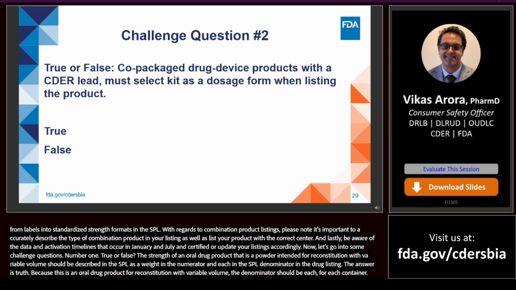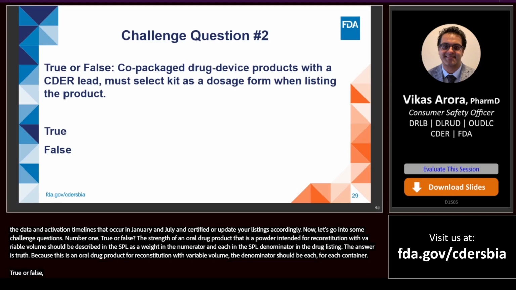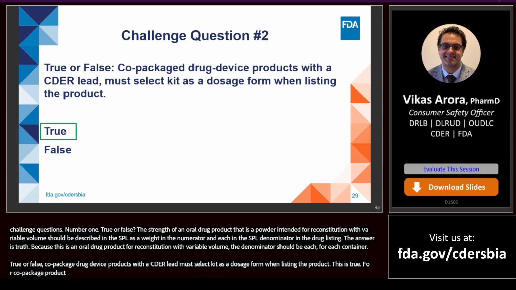Challenge question number 2. True or false? Co-packaged drug device products with the CDER must select kit as a dosage form when listing the product. And this is true. For a co-packaged product with the CDER you must select kit as a dosage form and then select the component parts and identify them.